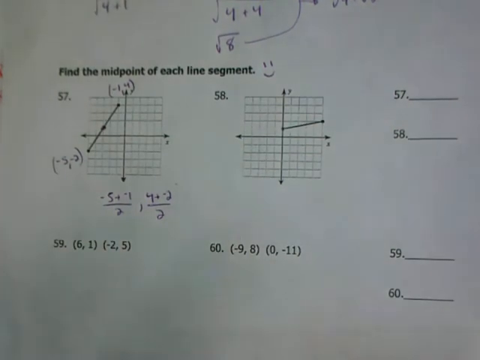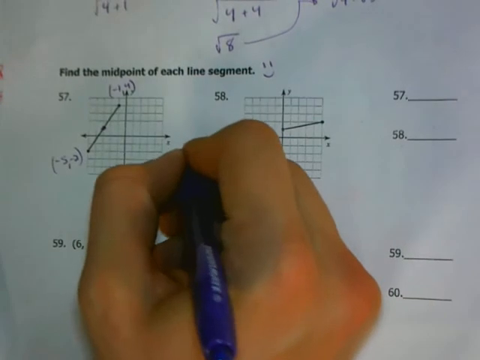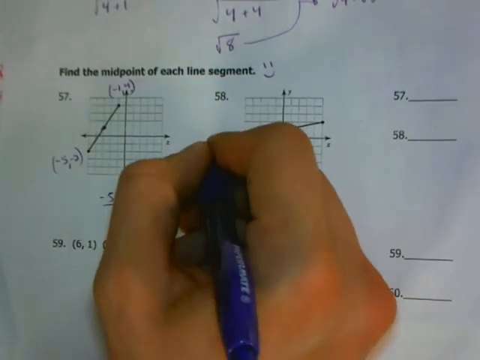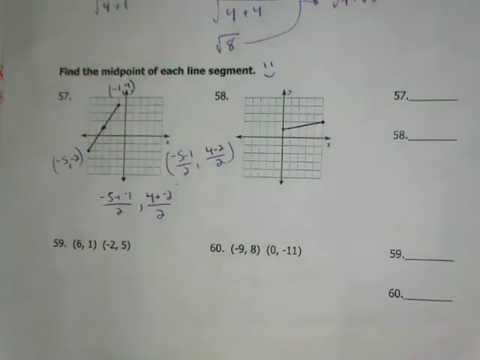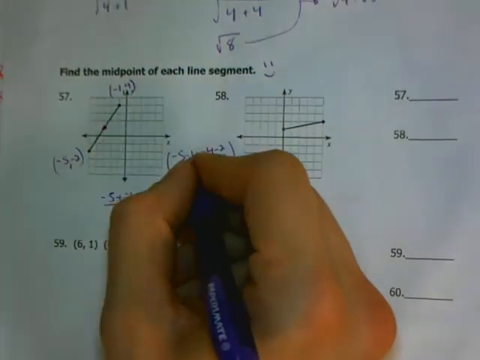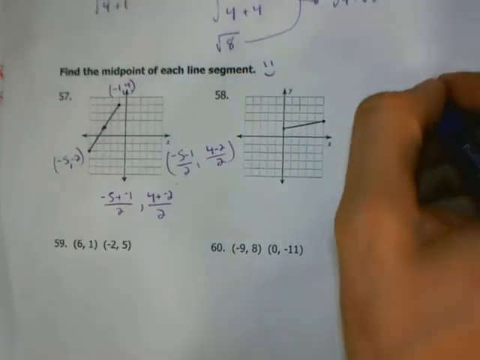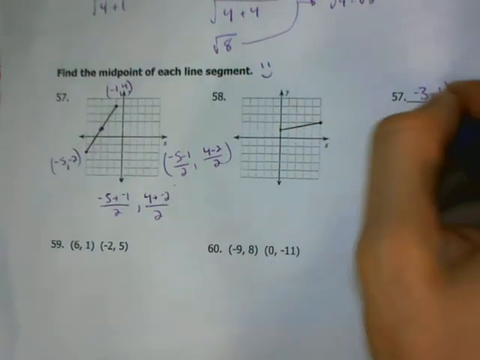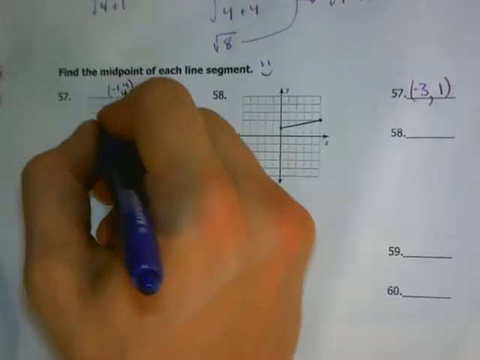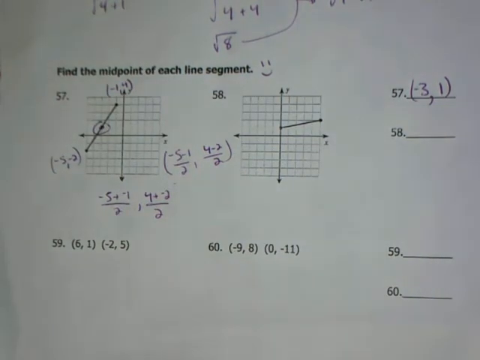Now many of you will need to rewrite this before you get started. I'll go ahead and do that. So I have -5 minus 1 over 2 and 4 minus 2 over 2. This is going to be my midpoint. So -5 minus 1 is 6, divided by 2 is -3. 4 minus 2 is 2, divided by 2 is 1. -3, 1, you'll notice it's right where that is the point.